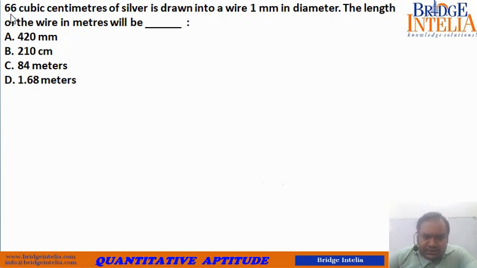66 cubic centimeters of silver is drawn into a wire 1 millimeter in diameter. The length of the wire in meters will be... since all options are different, I think there is a mistake here. Okay, now this is the question: 66 cubic centimeters of silver is drawn into a wire 1 millimeter in diameter. The length of the wire will be equal to what?